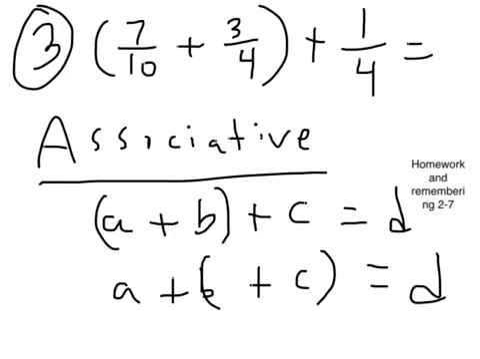Adding works with the associative property. Now subtraction would not work for associative. Division would not work for associative. But adding and multiplication do. So let's try number 3.